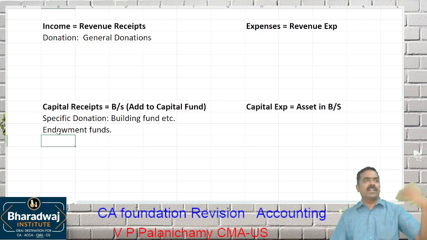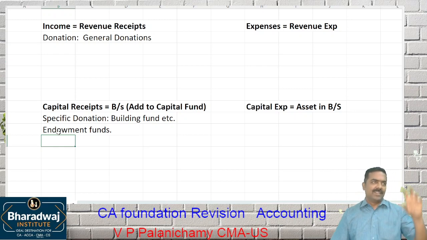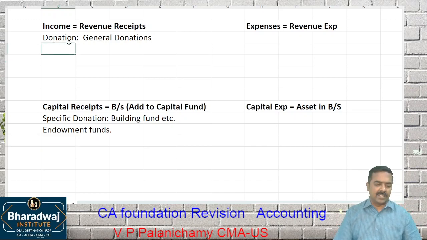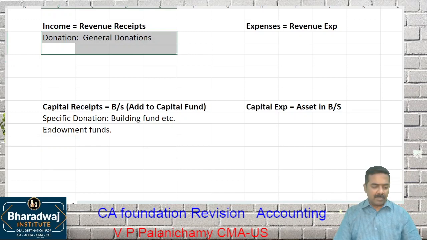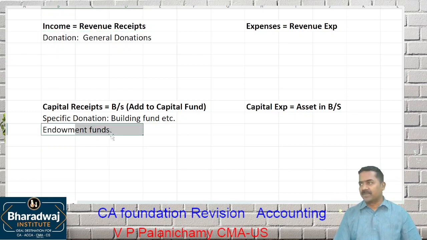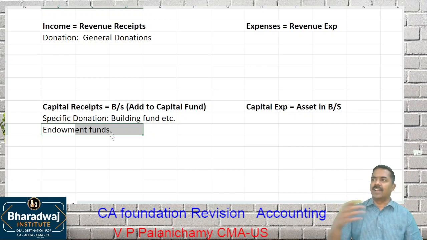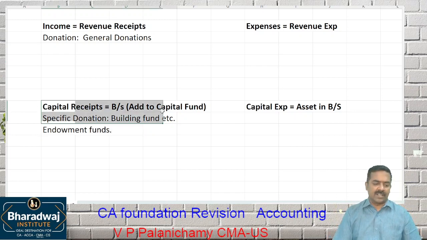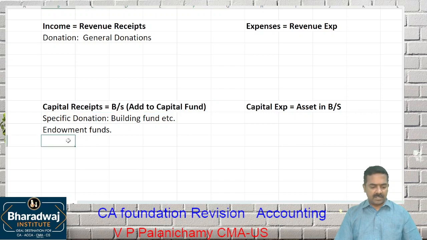Let's assume you are creating an endowment fund for 1 lakh. The school will create a fixed deposit for 1 lakh. On that they will earn interest, 7,000, 8,000 like that. That interest will be taken as income for giving prizes, etc. But the endowment fund, can it be used? The 1 lakh collected, can it be used for paying rent, salary, prizes and all? No. That is why it is called a capital receipt.